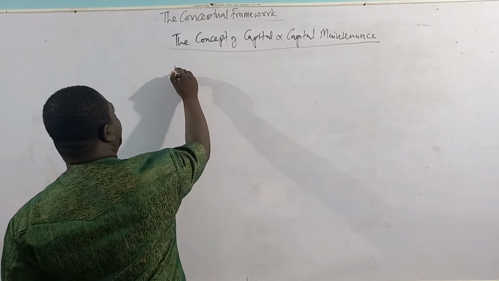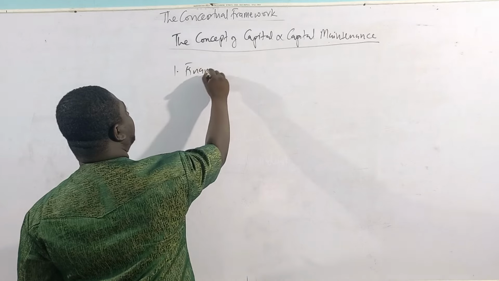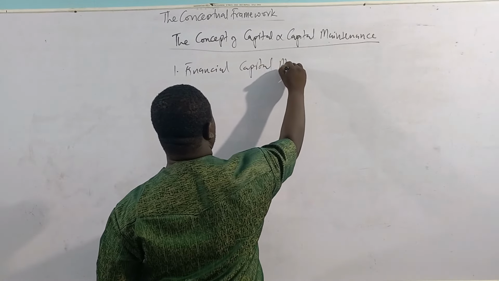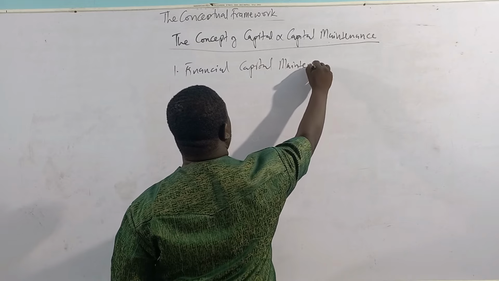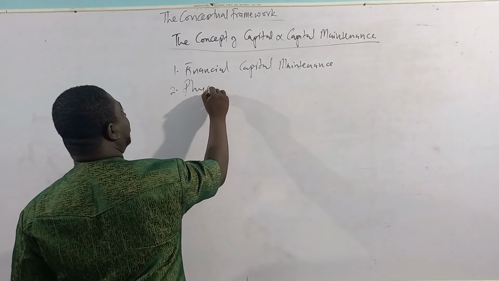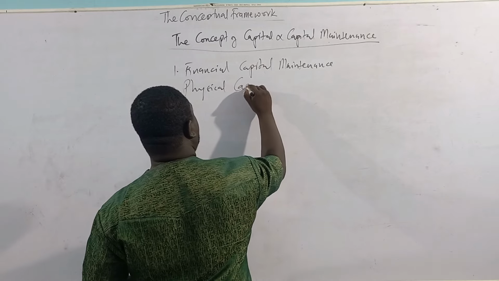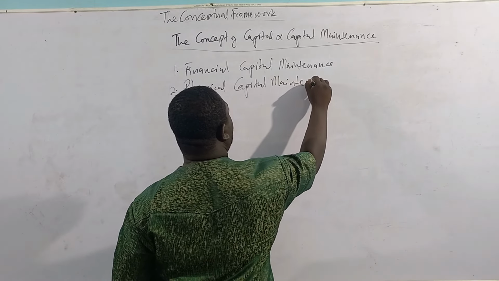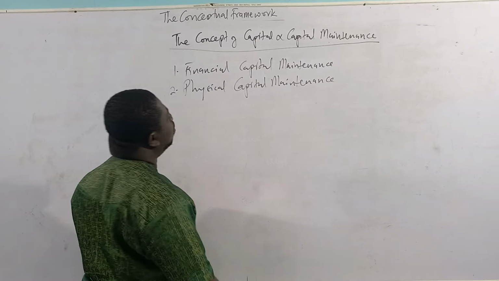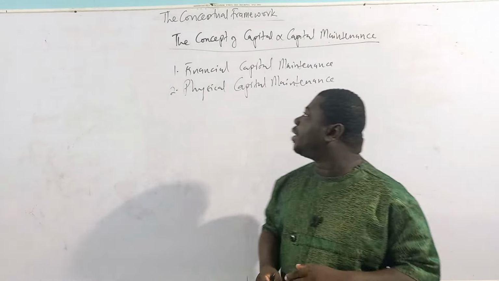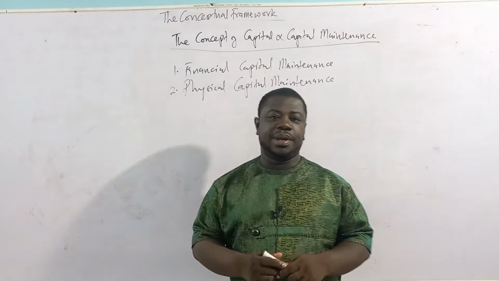The first one is financial capital maintenance, and then physical capital maintenance.